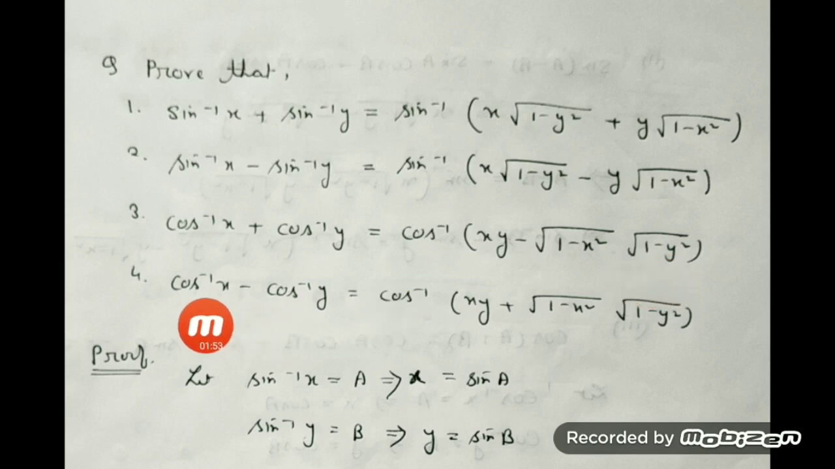Now this is the difference: cos inverse of x minus cos inverse of y. These two questions are similar, but here it is positive, this is negative. So this will be equal to cos inverse of the first term, similar to the previous, xy, and this is negative. If there is positive, we have the negative in the answer. If negative is there, we have positive here: xy under root of 1 minus x square into 1 minus y square.